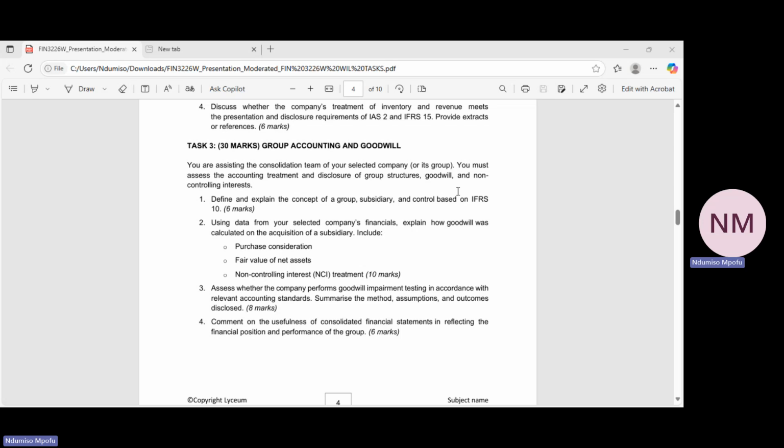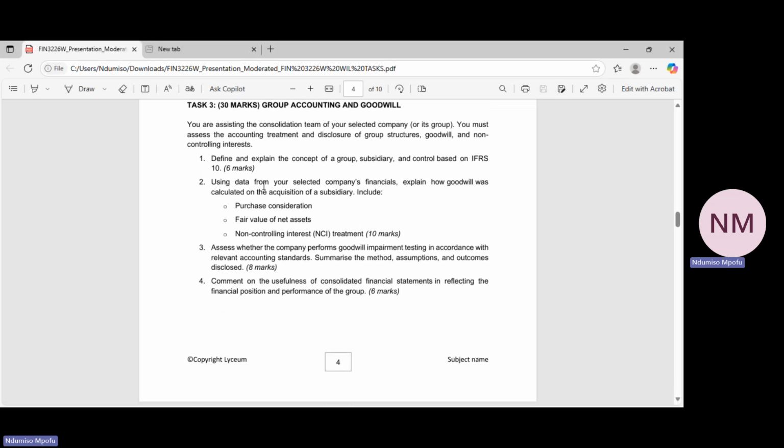Ensure that in your explanation you cover all these 3 concepts: group, subsidiary, and control, because if you leave one, you are going to unnecessarily lose 2 marks. So this is something that you can get from your textbook, you can get online, you can get from your study guides. Please, as I said, do not cut and paste. Paraphrase. That's question 1.